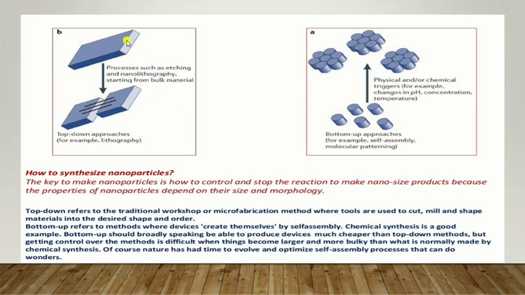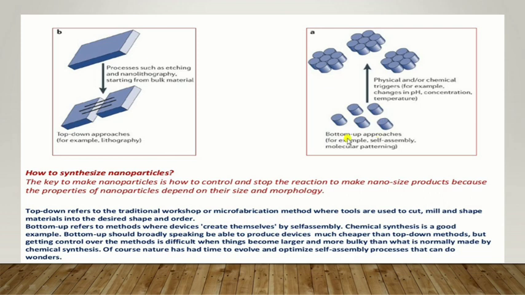Here we have considered a bulk material in a solid form. Now we are cutting it down using the process of etching or cutting or slicing or nanolithographic process, and we have cut down this material into two parts. From this diagram we can say it is a top-down approach.